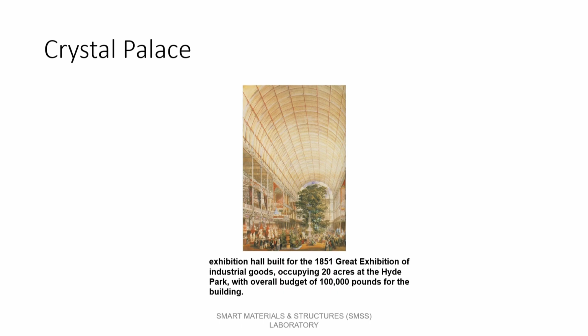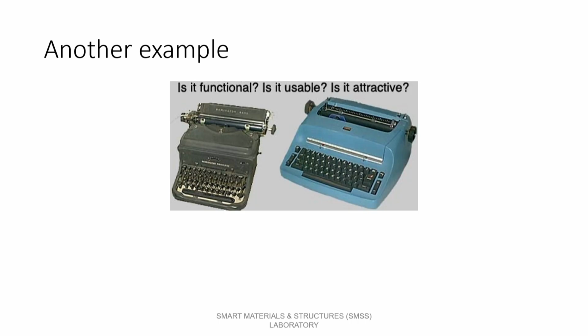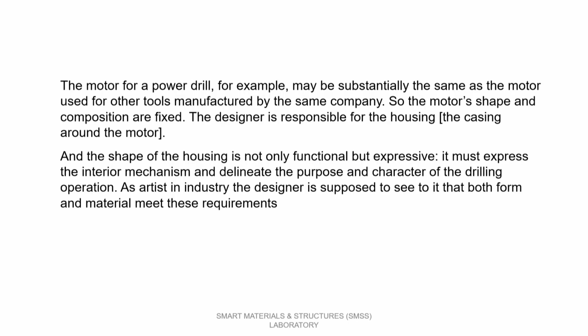It's an exhibition hall of 1851, great exhibition for all industrial goods, occupying 20 acres at the Hyde Park. So here also the form has been chosen keeping the aesthetics in mind. And another example I will give you, it is a famous example of typewriter. This Olivetti typewriter. It is not only functional, it is not only usable, but also it is a highly attractive design. So this stands the test of time and they become classic designs.